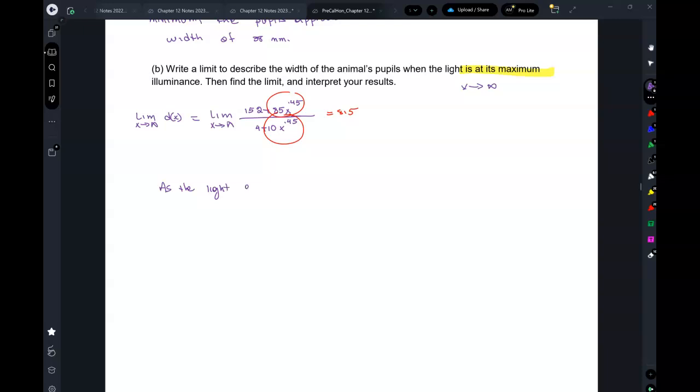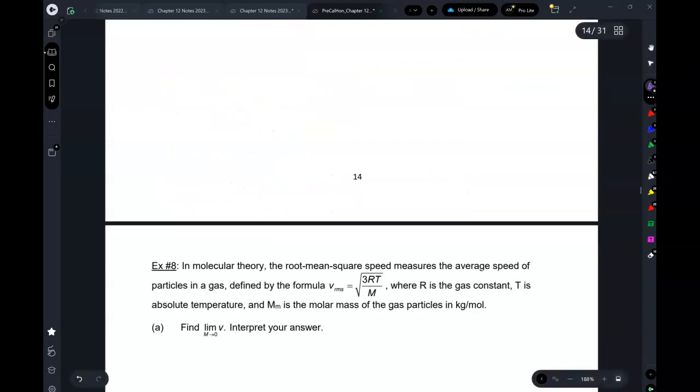So as the light approaches maximum illuminance, the pupils approach a width of 8.5 millimeters. Okay.